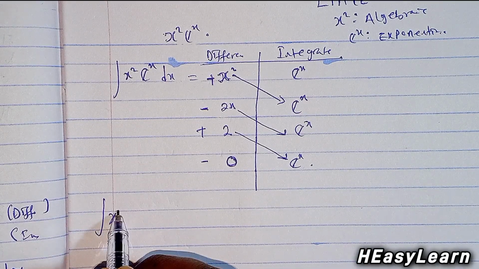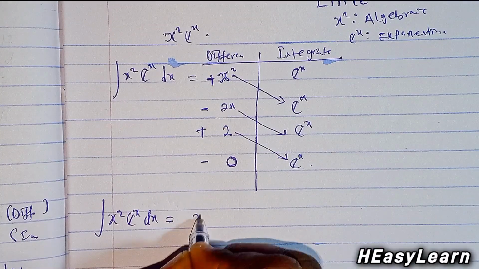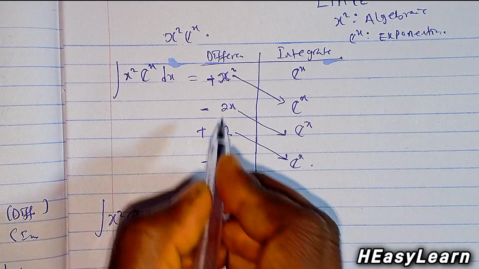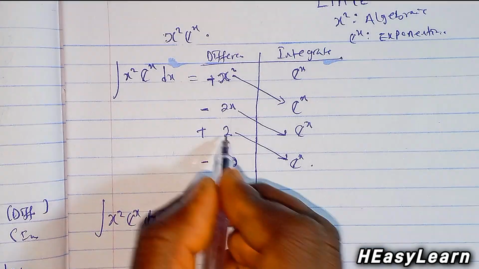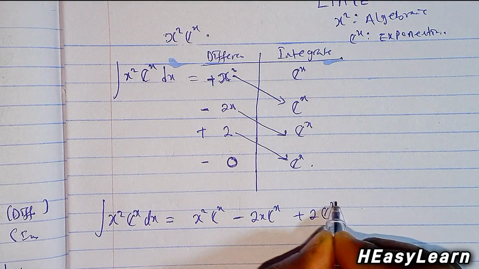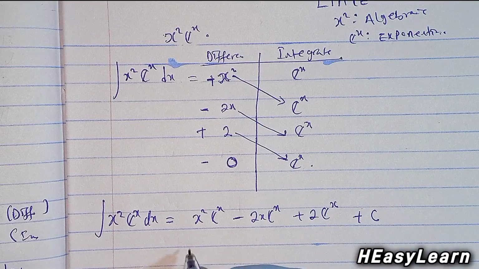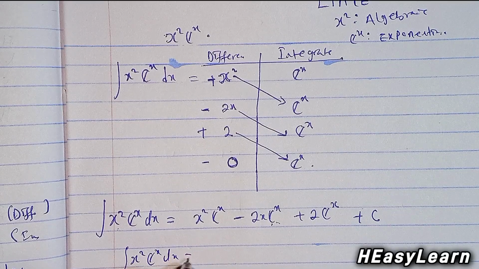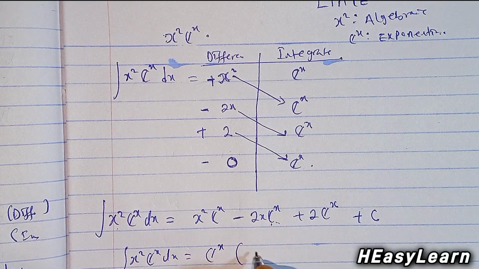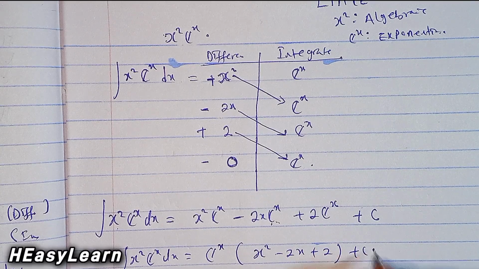So the integral of x squared exponential x dx equals x squared multiplied by exponential x, minus 2x multiplied by exponential x, which is 2x exponential x, plus 2 multiplied by exponential x, which is 2 exponential x, plus the constant of integration c. So the integral of this function is this. This can be further simplified by factoring exponential x out. We have exponential x times x squared minus 2x plus 2, plus the constant of integration.